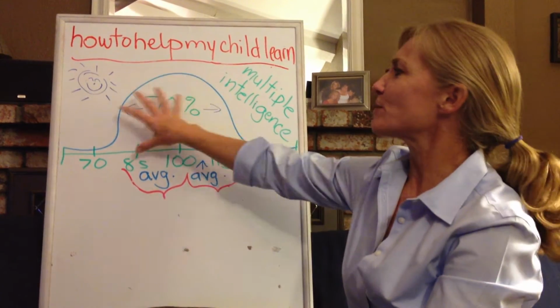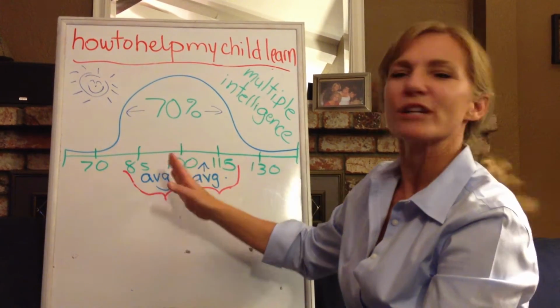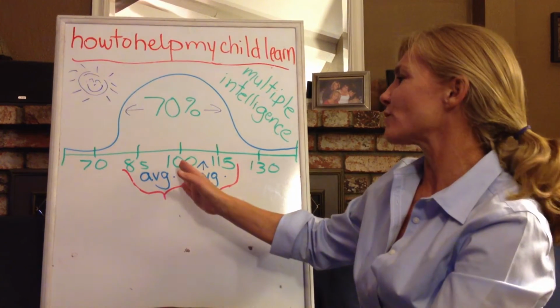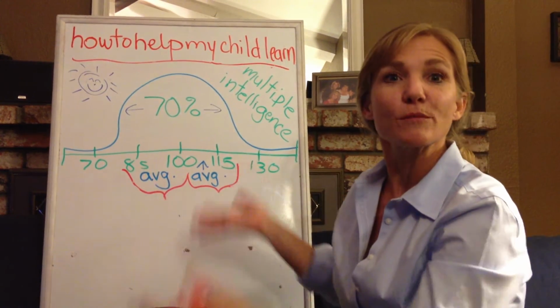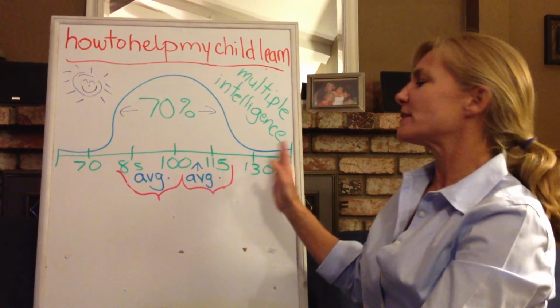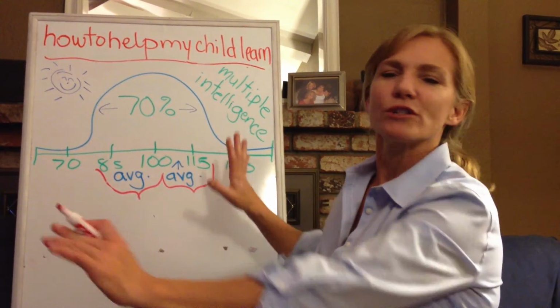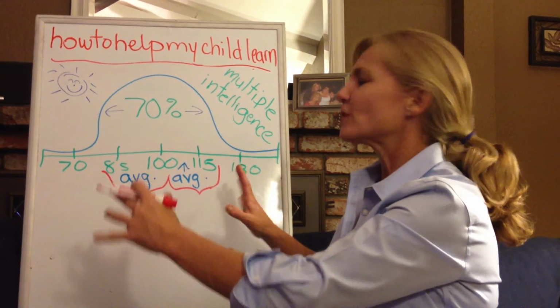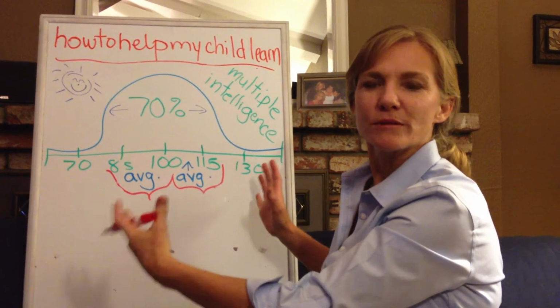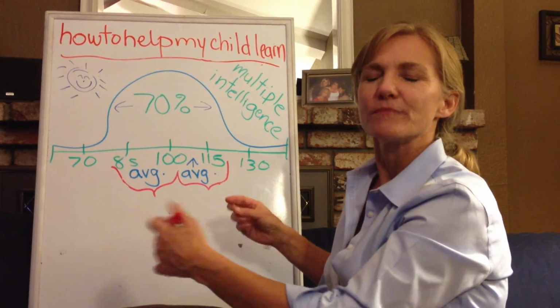This is the 70% range. 85 to 100-ish is average intelligence. Anything from 100 to 115 is above. And past 115 is Albert Einstein worthy-ish. So just know this is a general idea of what the numbers mean.